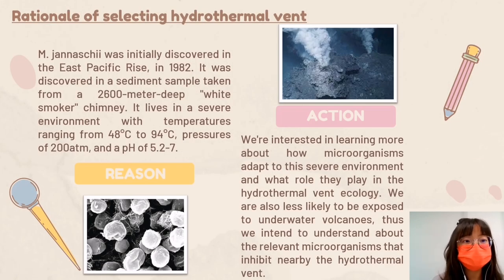Methanococcus jannaschii was initially discovered in the East Pacific Rise near Mexico's western coast in 1982. The bacterium was discovered in a sediment sample taken from a 2,600-meter deep white smoker chimney. It lived in a severe environment with temperature ranging from 48 degrees Celsius to 94 degrees Celsius, a pressure of 200 standard atmosphere, and a pH of 4.2 to 7.